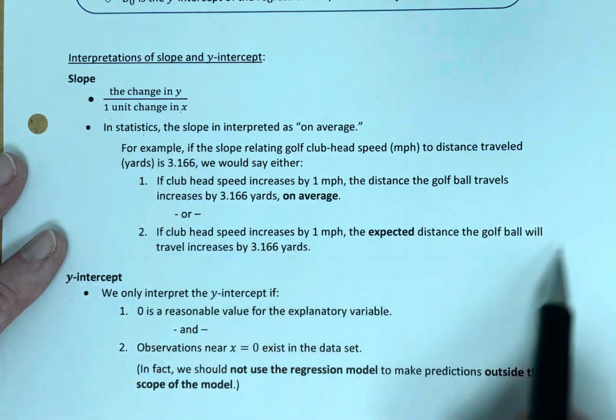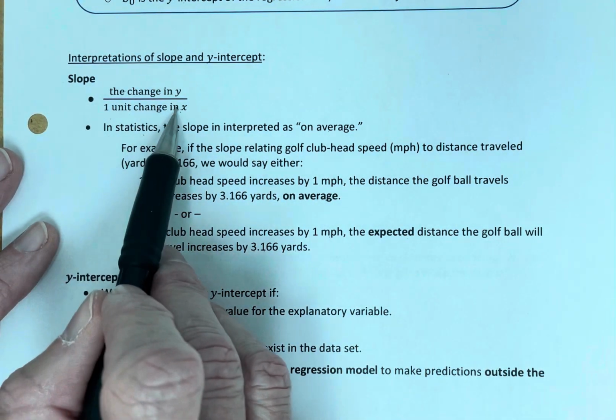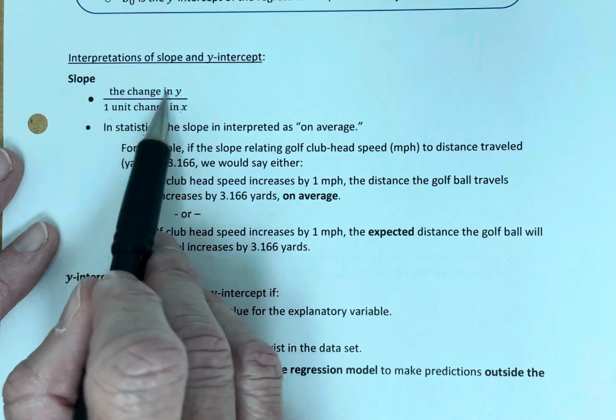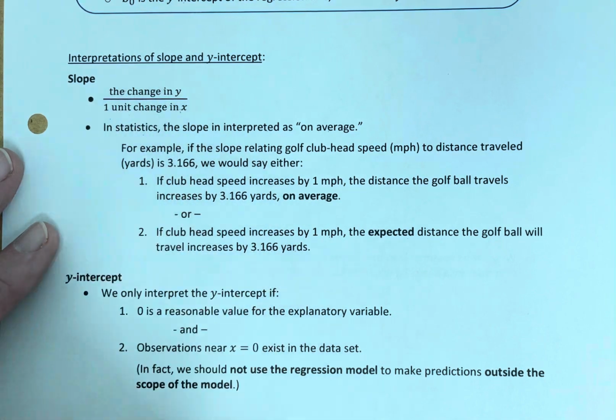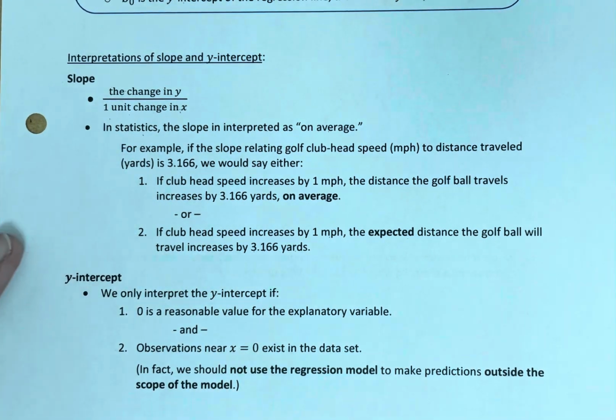So that's how statisticians talk about the slope. It's a unit change in x, and then they talk about an increase or a decrease in the y, depending upon if it's positive or negative.